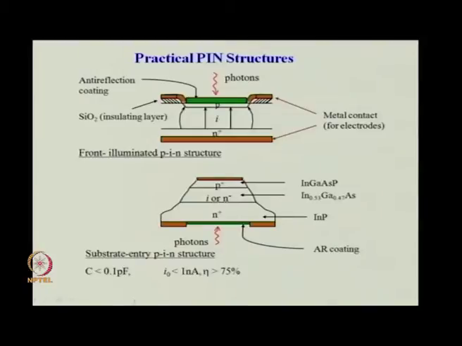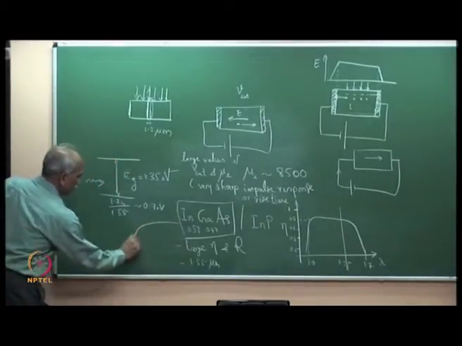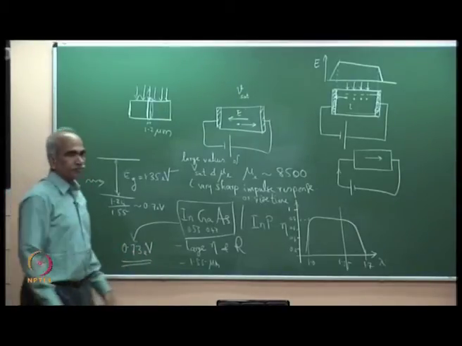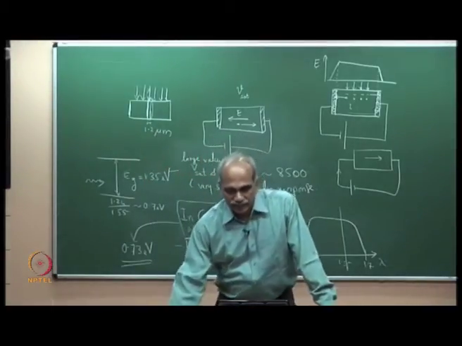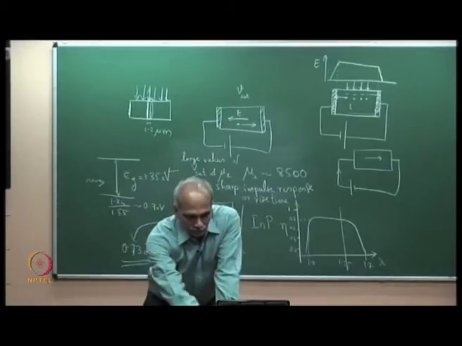and therefore, this is called substrate entry pin structure. So, light enters from here and gets absorbed in this region, indium gallium arsenide, which has a band gap of about 0.74. So, this has a band gap 0.73 eV. So, it gets absorbed here and then leads to carrier generation and high speed detection. Typical values of eta are given. Typical junction capacitance is 0.1 picofarad, very small junction capacitance. Okay, let me go further.